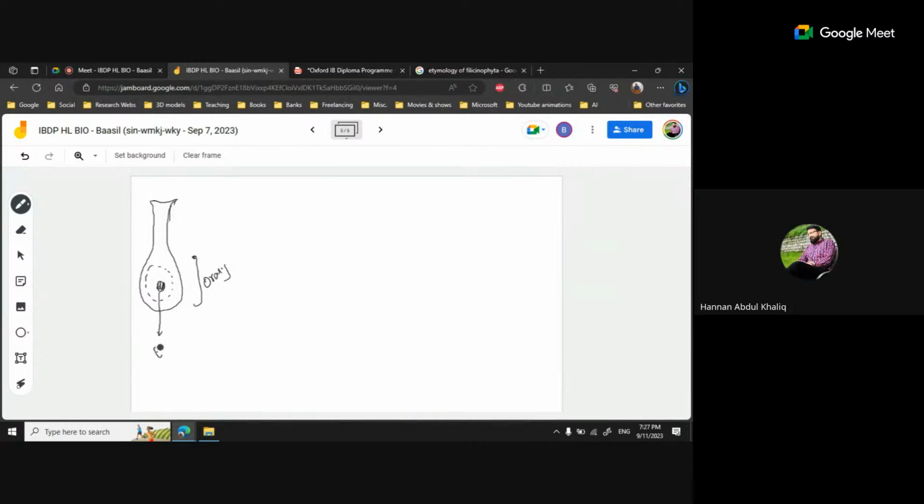Exactly. This is the egg. This part is the ovary. Pollen comes from here, and this outer covering is basically the ovule. Okay. This outer covering is the ovule. Ovule is defined as something that possesses the egg or ovum.